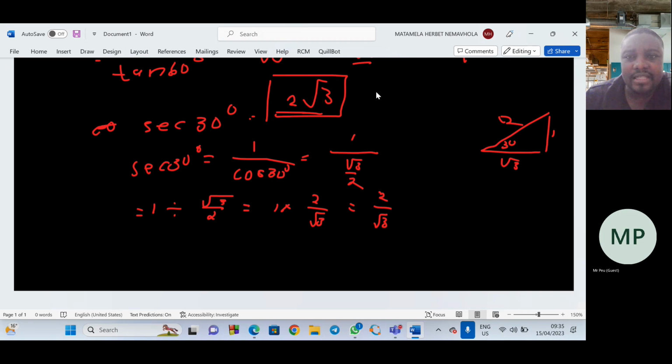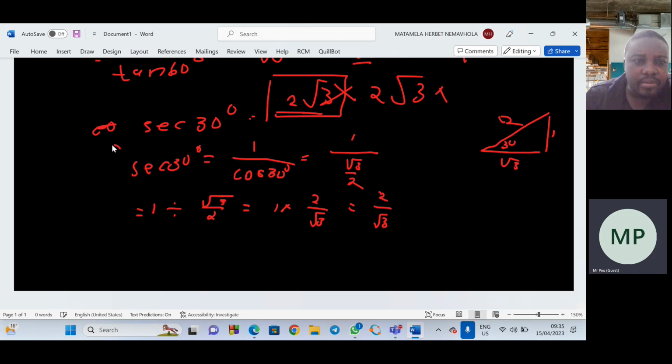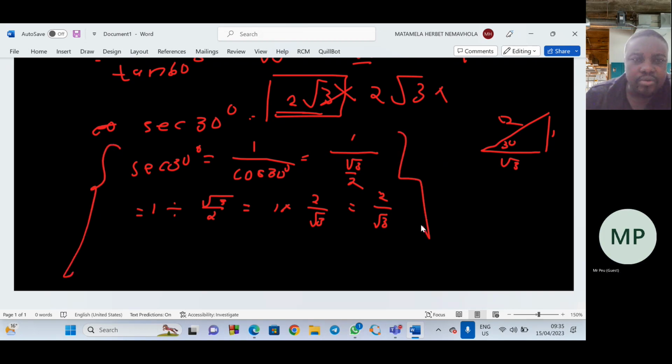But you said your answer is 2 square root of 3, which is wrong, you see. If you follow this simple method that I'm showing you, and you write exactly the way I'm writing, you won't have a problem. You will get the right answers. So try to follow exactly the steps that I'm teaching you so that you can get the right answers.